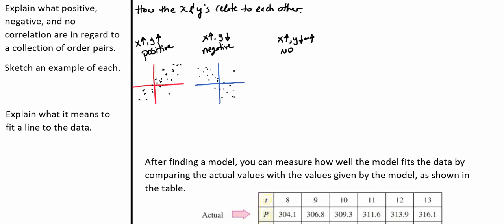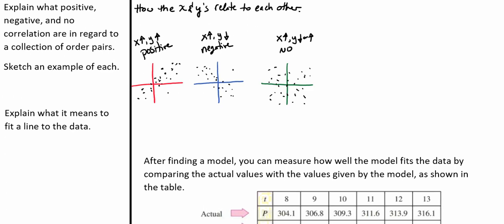And we also have no correlation, and that's when as x increases, y can go up or it can go down. It doesn't really matter. As you can see, the dots are just all over the place. It's like a madhouse.